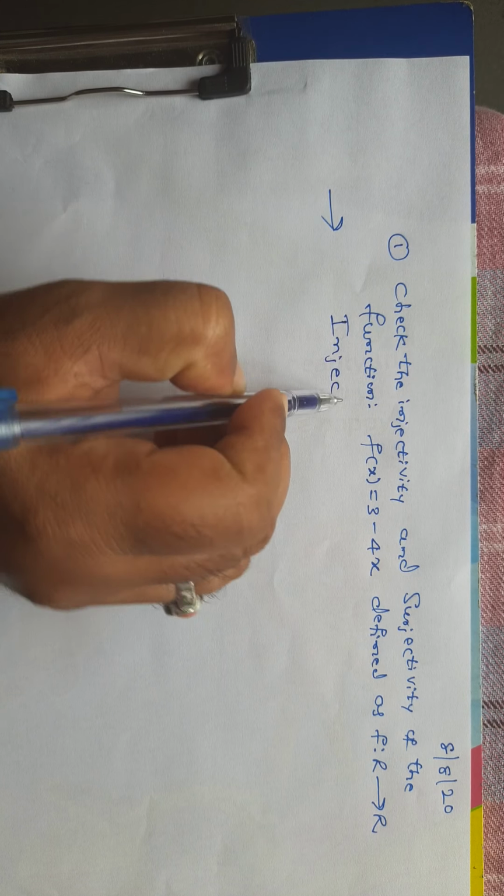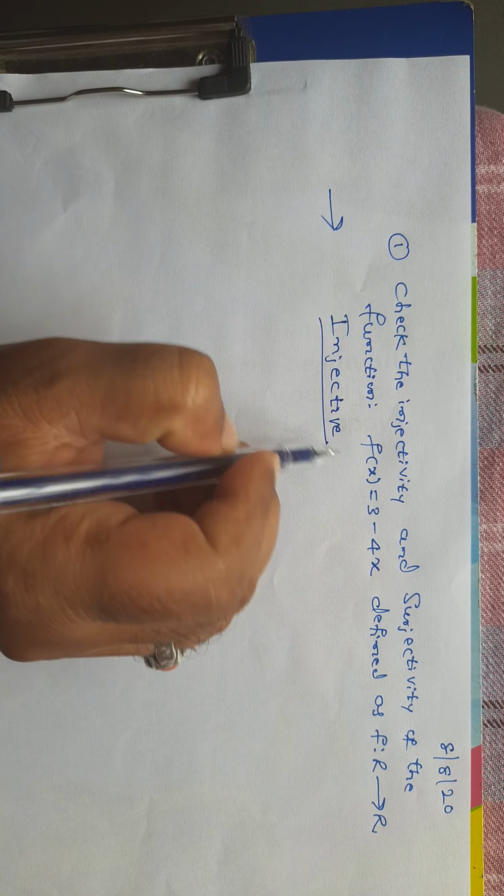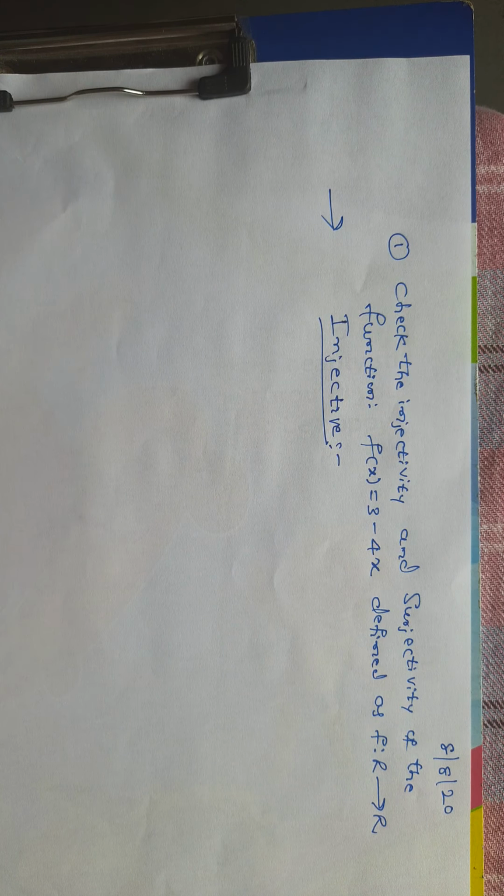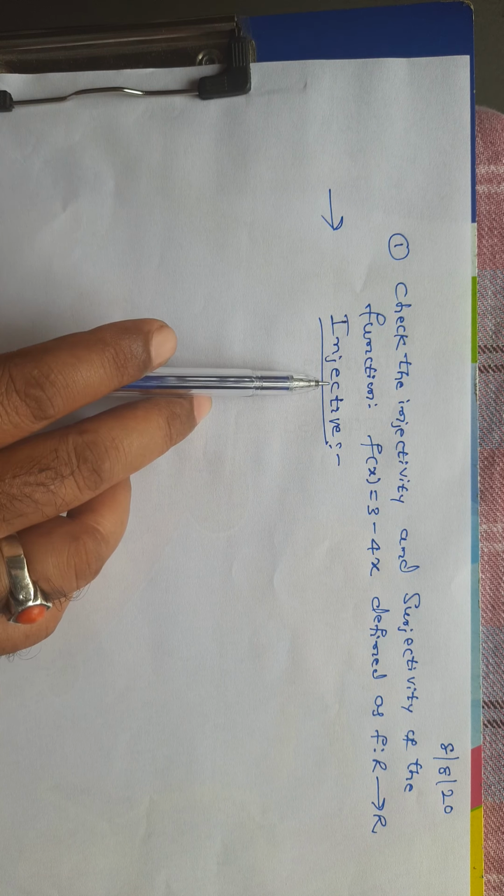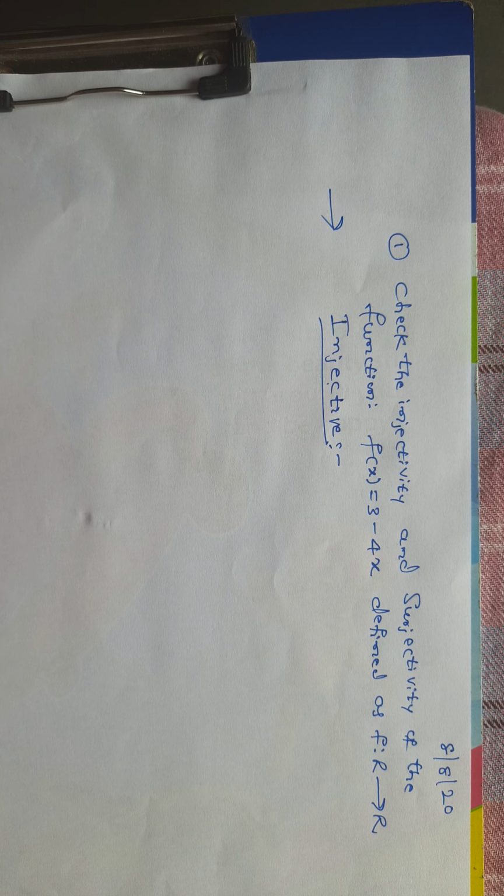First, injective, or one-to-one, as we say. To verify an injective function, we have two methods. We can follow the definition, or we can give some values: if different elements have different images, then it is injective. In our previous problems we have checked it by giving values.